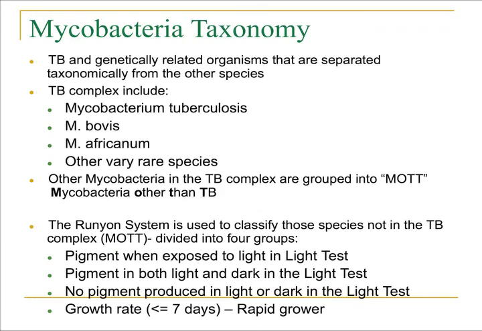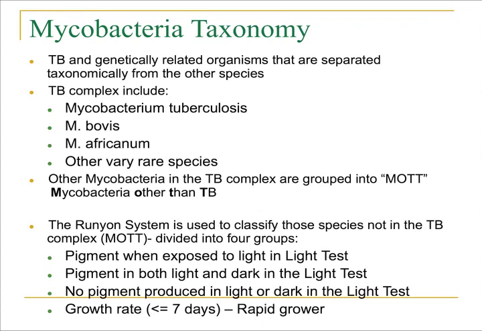On the next slide, we're going to talk about the Mycobacteria taxonomy. TB and genetically related organisms are separated taxonomically from other species. The TB organisms actually include Mycobacterium tuberculosis, M. bovis, M. africanum, and some other very rare species. These are the group of organisms, as I said, that are referred to as the TB complex. Other mycobacteria outside the TB complex are grouped into what are referred to as MOT. MOT are mycobacteria other than TB.